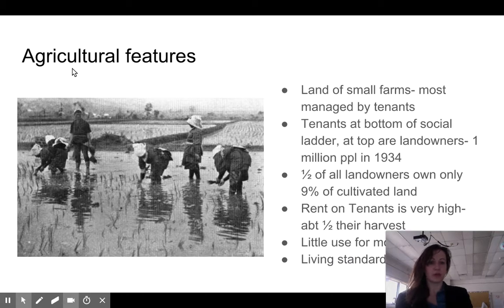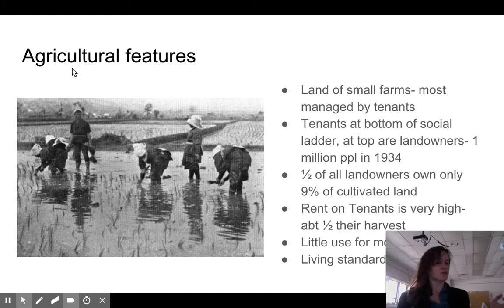Okay, we also want to consider the agricultural features. This is now early 1900s. So this was a land of small farms, and most of them were managed by tenants or semi-tenant farmers, they were called. The tenants were the bottom of the social and economic ladder. At the top were the landowners, and there were about 1 million of these landowners in 1934. Half of all landowners owned just 9% of the cultivated land. And the rent on the tenants was very high. It was about half their harvest just to pay for that rent.